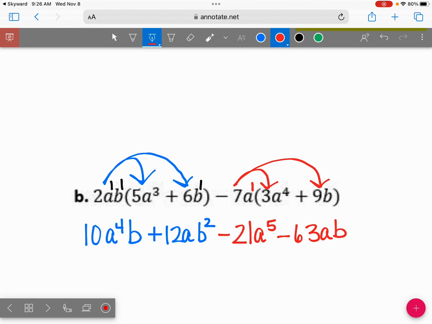All right, so let's look at these. Are any of these like terms? In order for this to be a like term with something, it would have to have 4 A's and a B. There is nothing else that has 4 A's and 1 B. Nothing else has 1 A and 2 B's. There is no other term with 5 A's, and there is no term with 1 A and 1 B. So this would be your final answer.